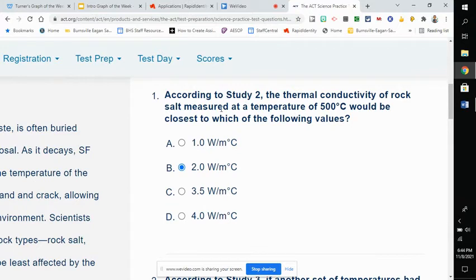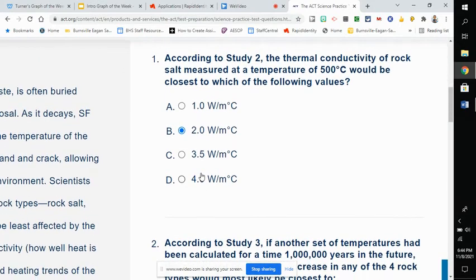According to study 2, the thermal conductivity of rock salt measured at a temperature of 500 degrees Celsius would be closest to which of the following values? And I chose 2. Do you think that's the best answer? Let's try the next one.